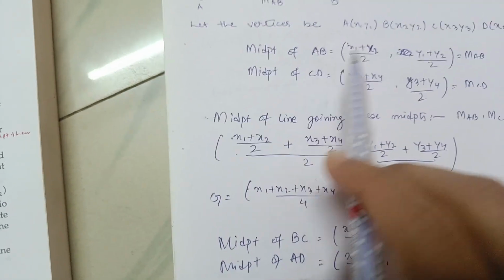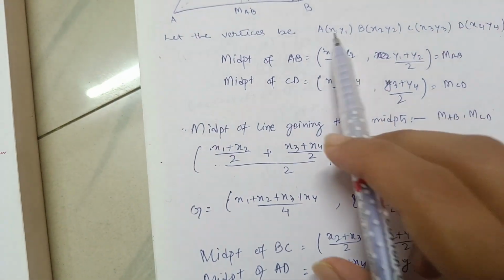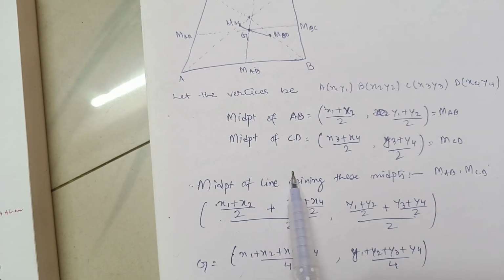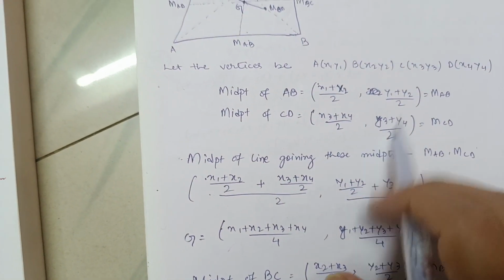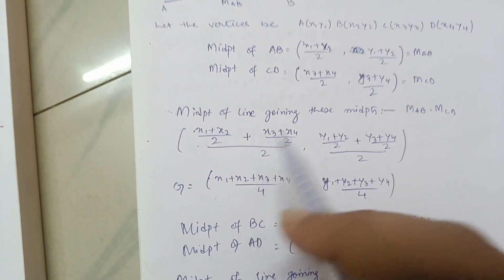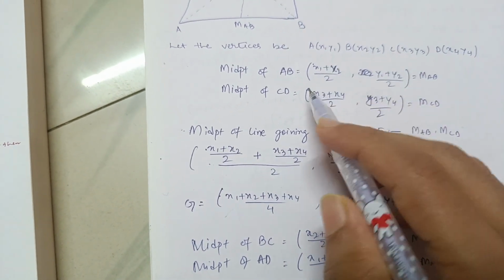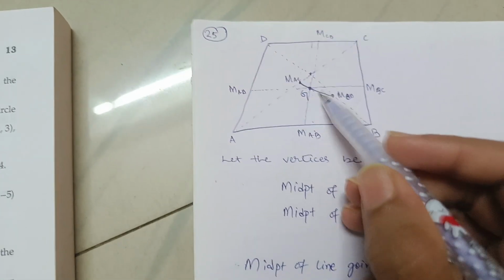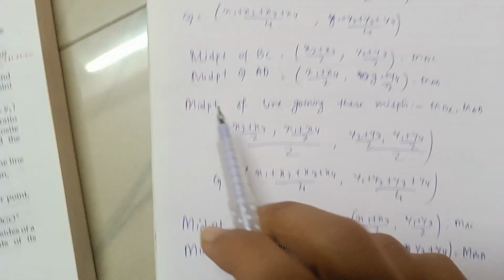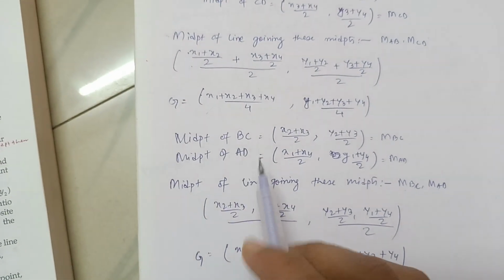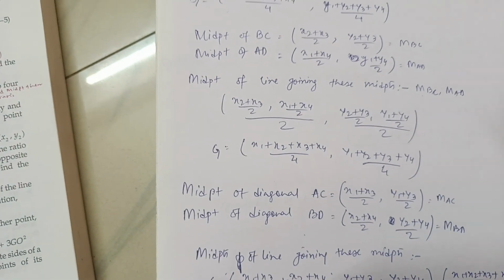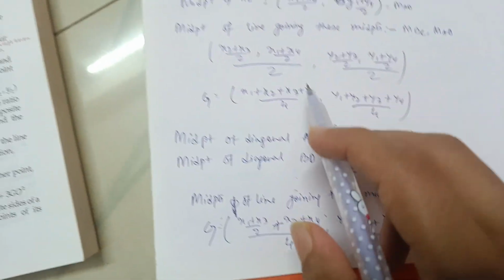So we know the vertices. Let's give the vertices A, B, C, D, (x1, y1), (x2, y2) like this, and then let's find the midpoint of AB and the midpoint of CD. Then the midpoint of both AB and CD will be this, which we can see is the point G. Similarly, let's find the midpoints for BC and AD. We get them by the midpoint formula, and the line joining these two midpoints also passes through G.